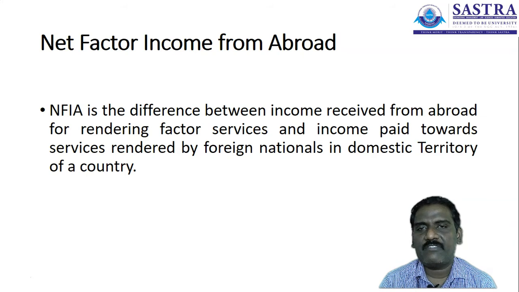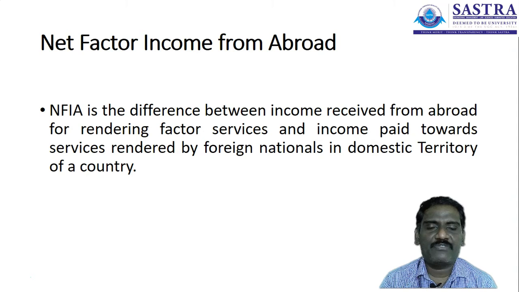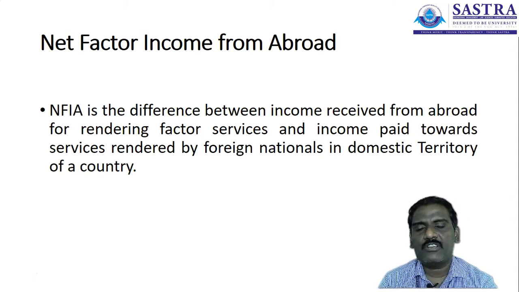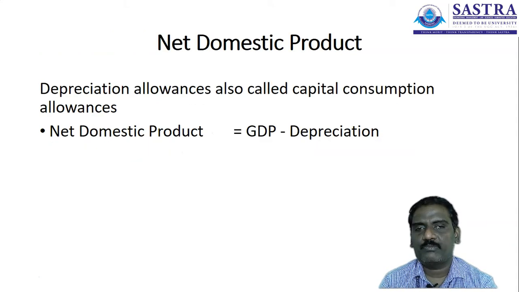Conceptually, we can say the net factor income from abroad is the difference between the income received from abroad for rendering factor services and the income paid towards the services rendered by foreign nationals in the domestic territory of the country. So together we can calculate the net factor income from abroad. The gross national product calculates the factor income generated by the country during a given period of time. Net factor income is calculated along with the gross domestic product for this calculation.